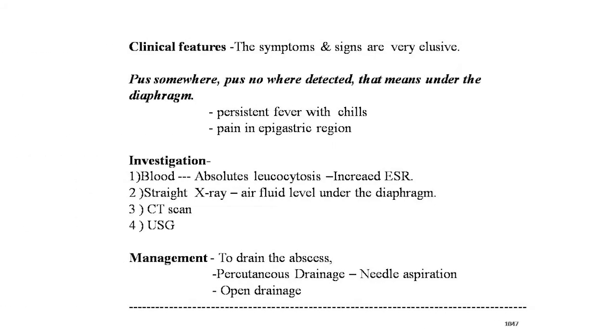The clinical features of subphrenic abscess: the symptoms and signs are very elusive. Pus somewhere, pus nowhere detected. That means under the diaphragm. Always remember this phrase, pus somewhere, but pus is nowhere detected. That means under the diaphragm. Persistent fever with chills, pain in epigastric region. These are the common symptoms of this subphrenic abscess.